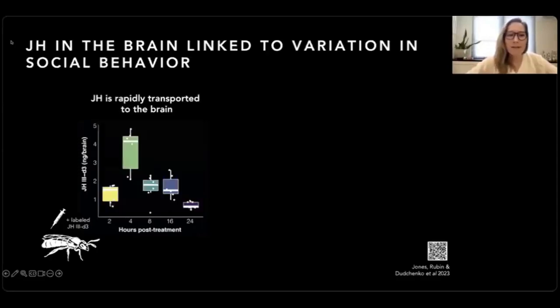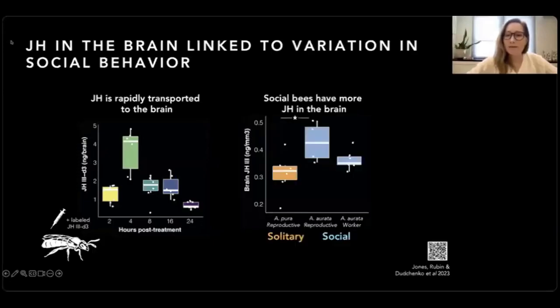And when we did this, we found that indeed juvenile hormone is rapidly transported to the brain, and we can see that it peaks relatively quickly. So 4 hours post-treatment, we can see a peak in the amount of labeled juvenile hormone that we can detect. We also measured natural levels of juvenile hormone across solitary and social sweat bees, and we found that social queens have higher amounts of juvenile hormone in their brains compared to solitary reproductives, and that social workers had intermediate levels.